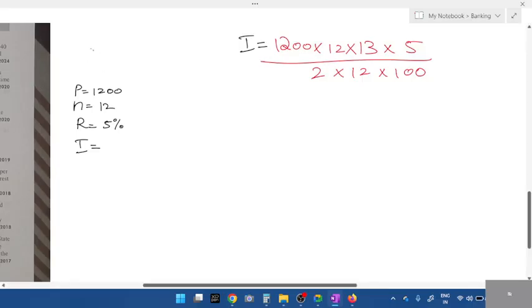This is the fourth question. Second and third, you can do it for homework. MCQ question. Two zeros get cancelled. 12 and 12 get cancelled. Two ones are 2, 6 twos are 12. 6 into 13 into 5.